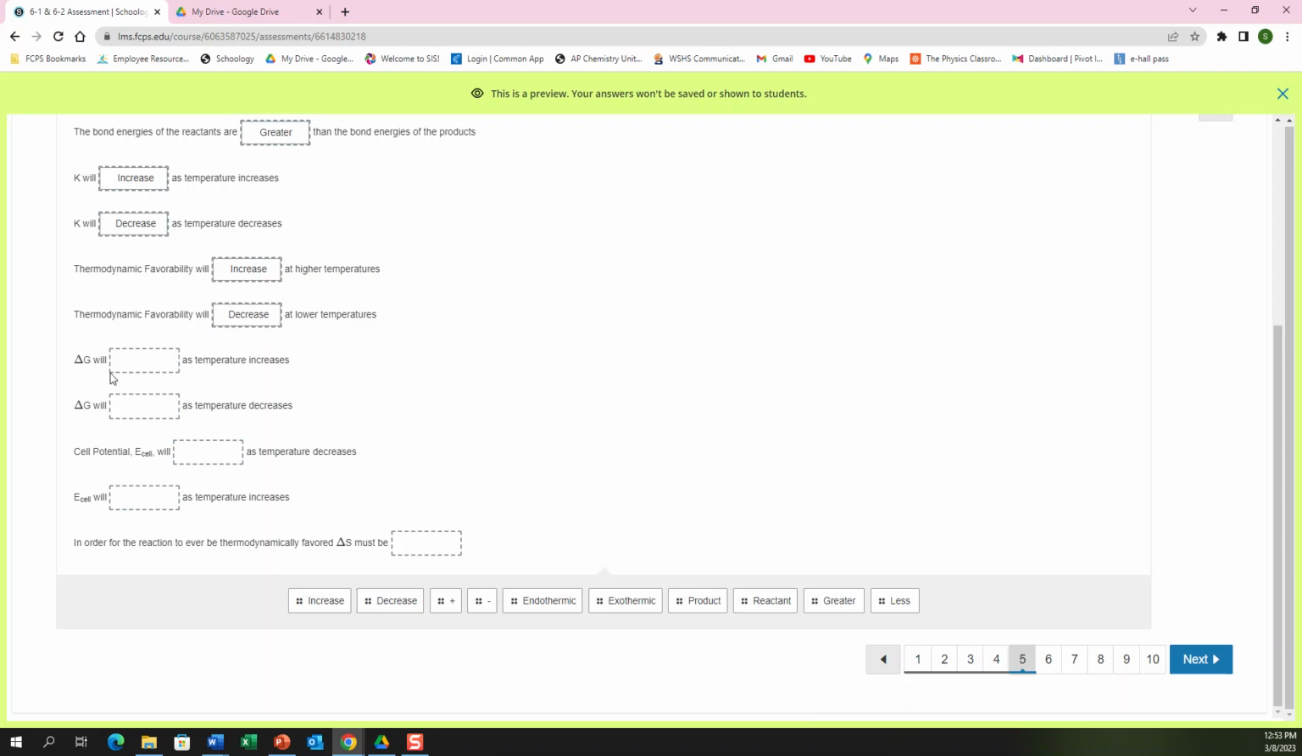Okay. Delta G will decrease as temperature increases, because remember, a negative delta G means favorable. So the more negative, the more favorable. So if favorability is increasing as temperature increases, that means delta G is decreasing. And remember, cell potential is the opposite. Cell potential will increase, become more positive as temperature, it says temperature decreases, so let me switch that. Watch out for that. And then cell potential will increase as temperature increases.